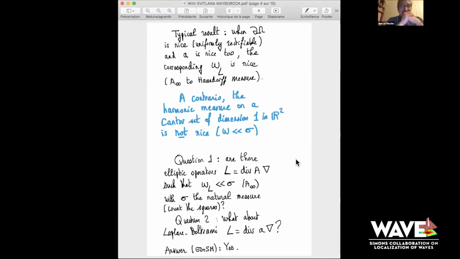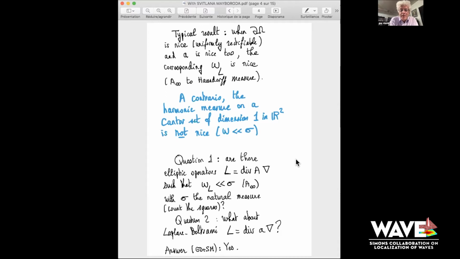So again, the typical result is that when omega is a nice domain, and typically it means, for instance, uniformly rectifiable, then we can say nice things about harmonic measure, essentially saying that it's roughly proportional to surface measure, for instance. And in the other direction, it was known that the absence of rectifiability, so for instance the behavior of a Cantor set, would be bad for harmonic measure.